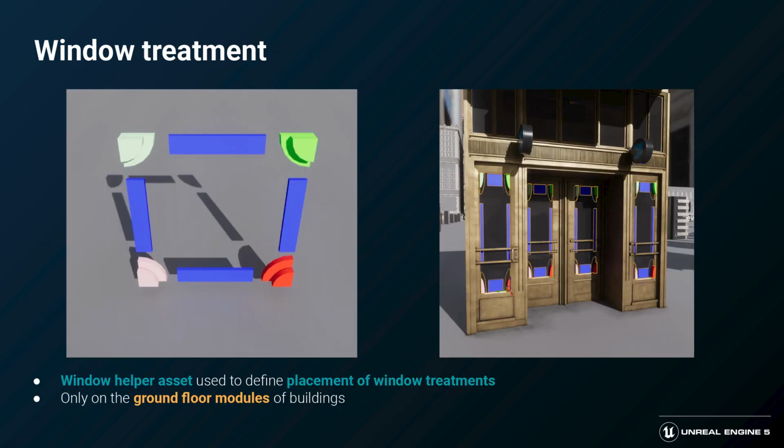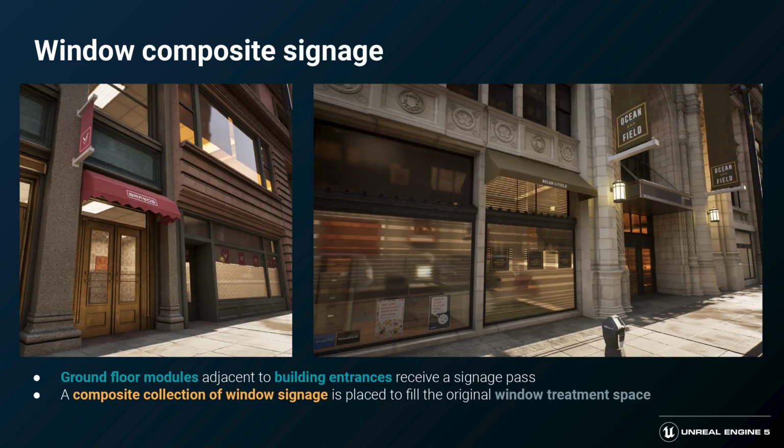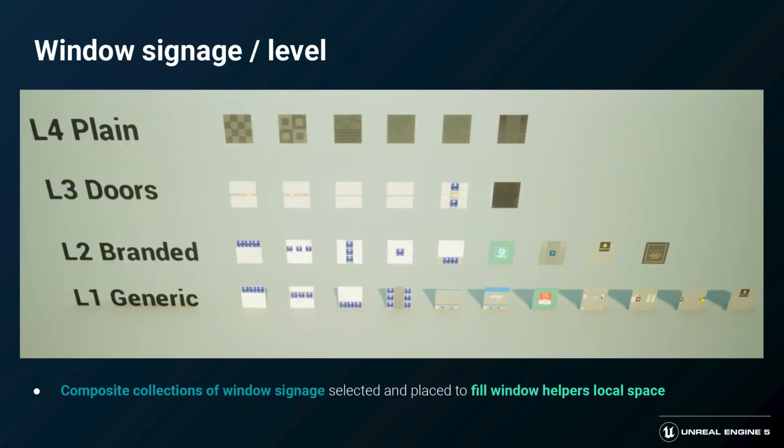For window treatments, window helper objects were added to level 1 modules to define the surfaces of the windows if present on a module. This data was stored in the prop anchor points for each module using the helper category. We needed a subsystem to populate window signage. We knew where each building entrance was and only placed signage close to entrances using the window helpers. The window signage data is exported in a building definition file for use with the window composite system.